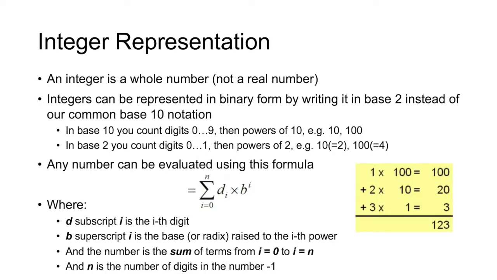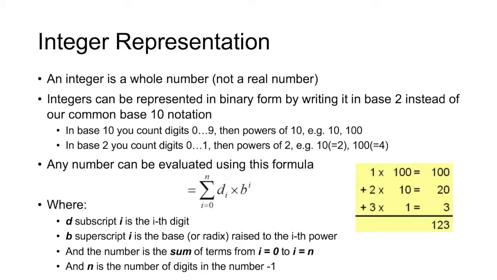First thing we look at is representing integers. So an integer is a whole number, not a real number. It can be represented in binary form by writing it in base 2 instead of our common base 10 notation. So in base 10, you would count the digits 0 through to 9, then the powers of 10, like 10, 11, 12, 13, till you got to 19, and you go to 20, 21, 22, and so on.